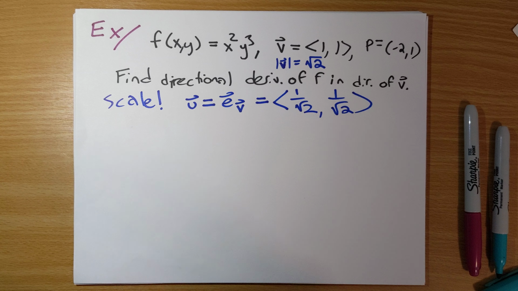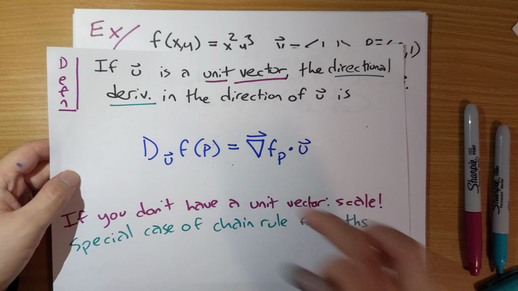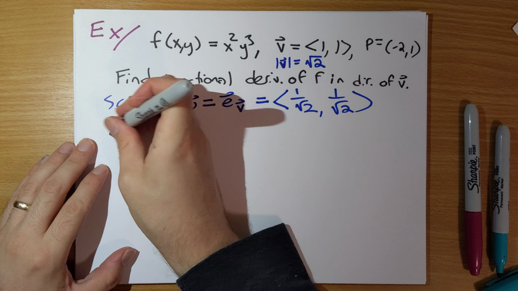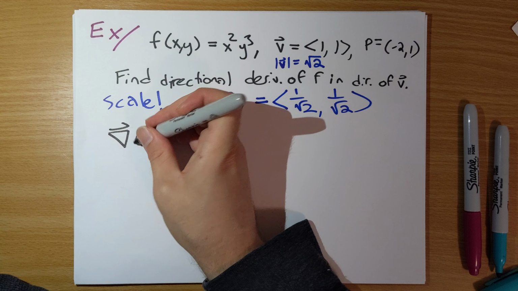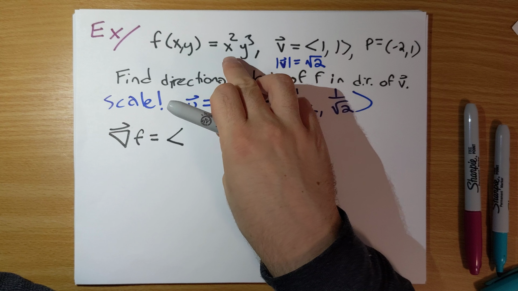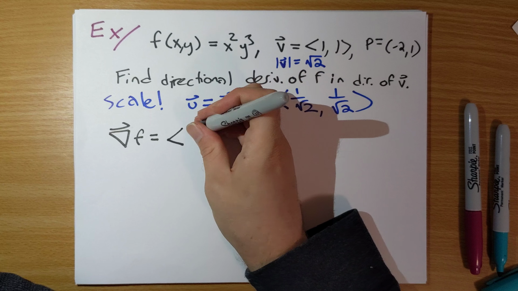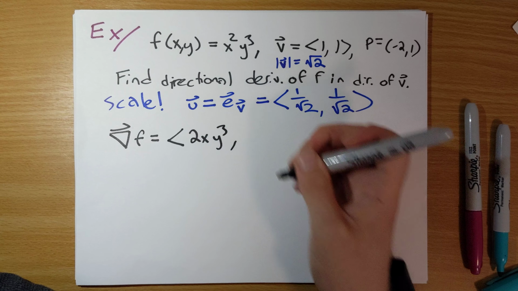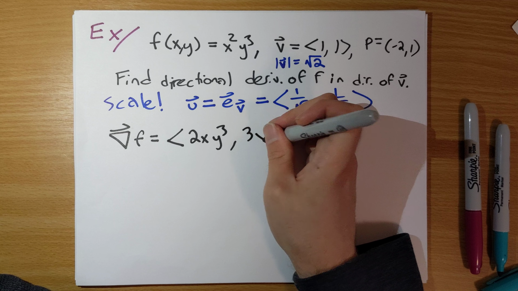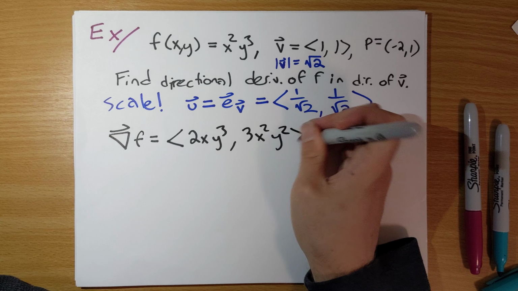Okay, what else do we have to do computationally? So we have the u vector, now we need the gradient. So the gradient of f is, okay, the partial derivative of this with respect to x is 2xy cubed. The partial derivative of this with respect to y is 3x squared y squared.